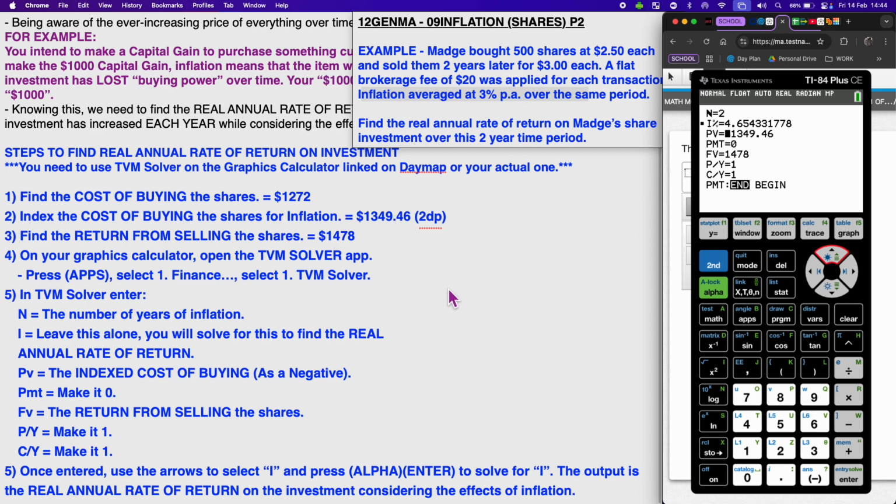Okay? So that is how you find the real annual rate of return. That's the most involved calculation you do in this topic. Okay? Because you have to do, see how it's all stuff that we've done before? What's different? You had to find inflation, and you had to learn to use this app. So it's different, but it's all coming together into the one calculation. I'll stop the video there.